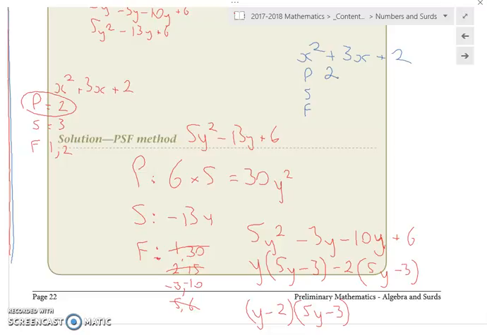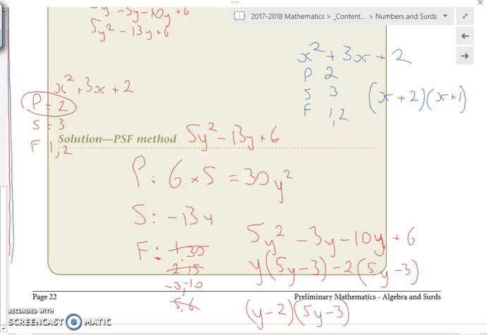Sorry? Sum is 3. So what are my factors of 2? Cool, and then they can add together. So when I factorise this, it's going to be that. Okay? So I've got that from these two factors, which were based on that product and that sum. So I had to find two numbers that multiply together to give me 2 and add together to give me 3. Cool? Had to find that.